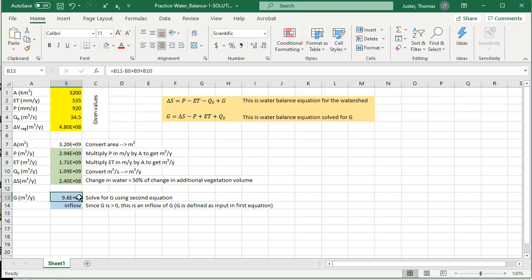Once again, because that's positive and I've defined positive as inflows, this tells me that groundwater is a net inflow to the watershed. So my answer is groundwater is flowing into the watershed at a rate of 9.7 times 10 to the 7th cubic meters per year. Those are the two answers that I've shown in blue. I've also done this equation by hand, and if you want to look at it in more detail and written out in terms of the conversions, you should look at that solution as well.